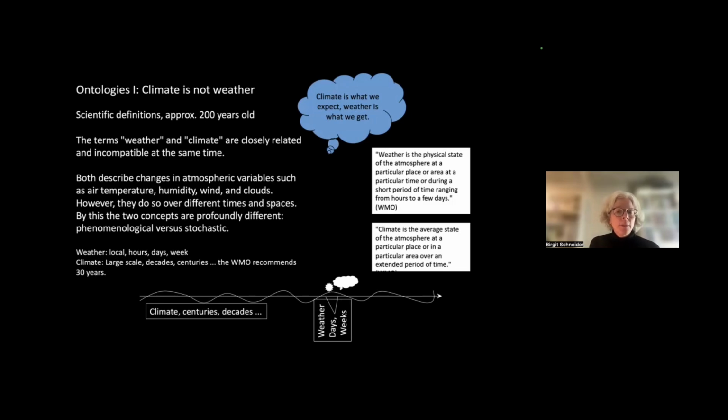So weather is something we experience, like the snow on the street or the cold outside or the heat, but the climate is an average product, an averaged object made through many days. It's many days, and the scientific definitions recommend even a large scale of 30 years in order to speak about climate.